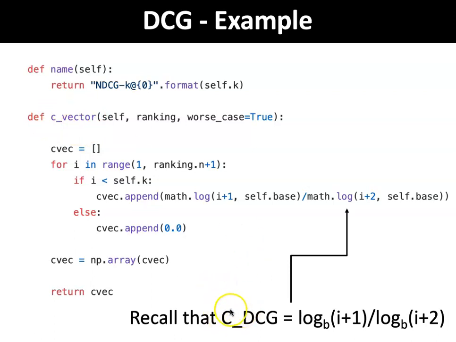Recall that the C value is just the log base b of the i-th item plus 1, divided by the log base b of the i-th item plus 2. We just encode that within a vector. Here we just have a list, and once we make that list, we just pass back a NumPy array. Now that's happened, that basically defines our metric, because the base class defines all the other properties.